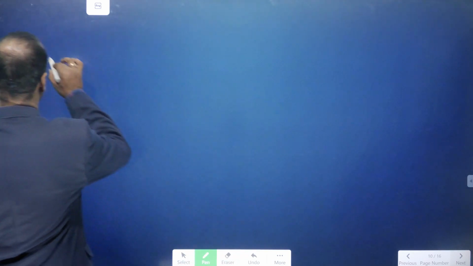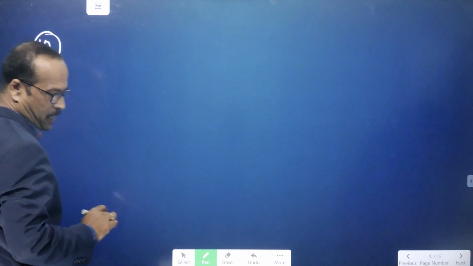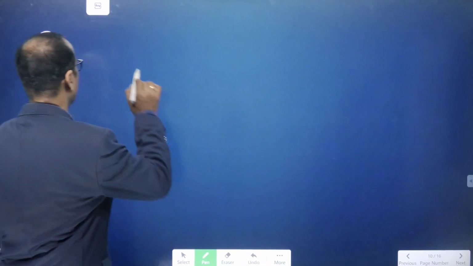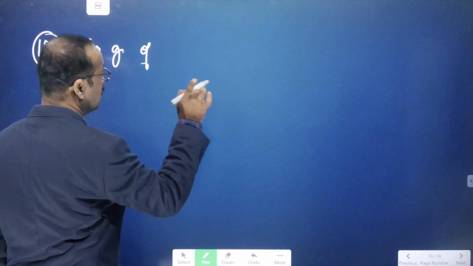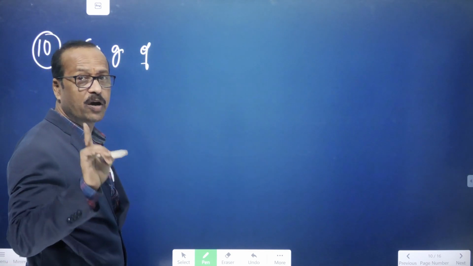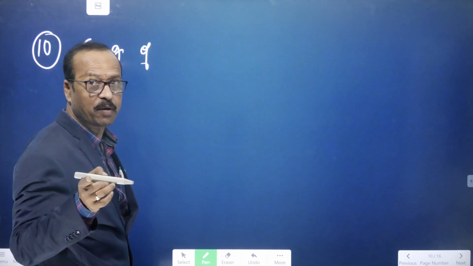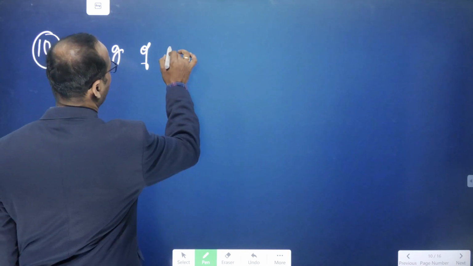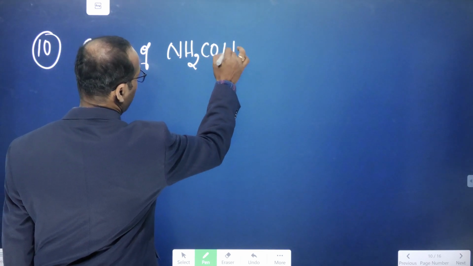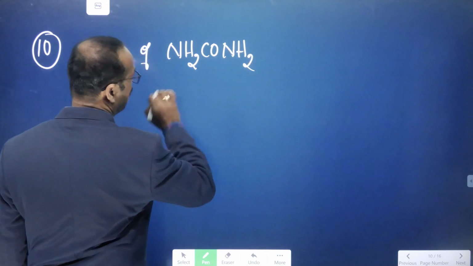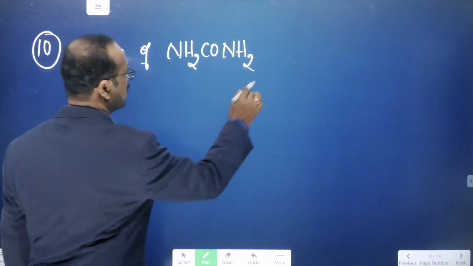10th sum. Same page number 44, question number 10. So here it is given 60 grams of urea is dissolved in 90 grams of water. So see students now, what is given here? 60 grams of urea. You need to know the formula of urea to find the molecular mass, right? So urea molecular formula is NH2CONH2. You have to know this one, students, otherwise you can't solve the problem.